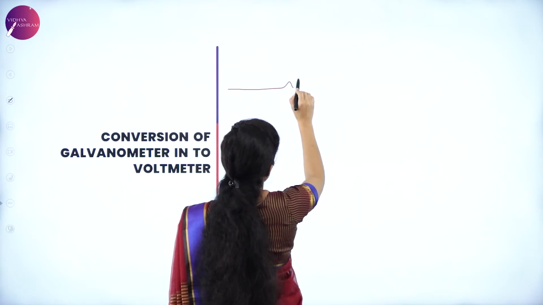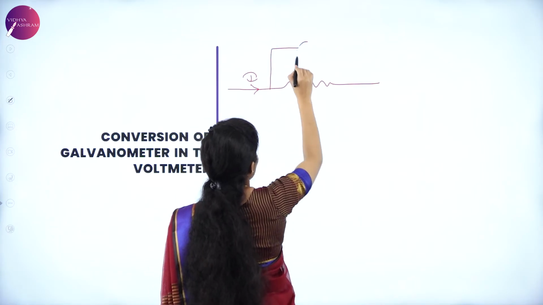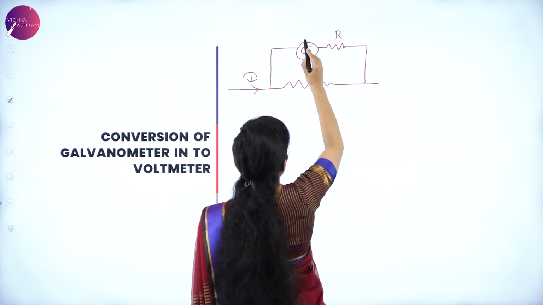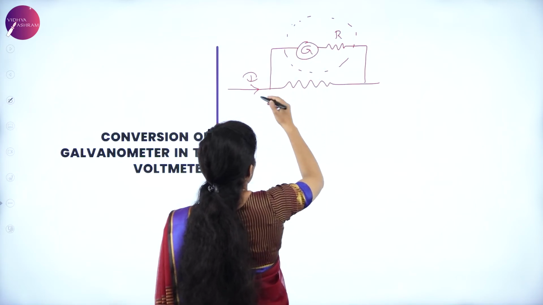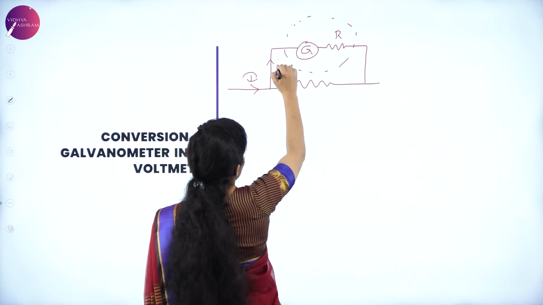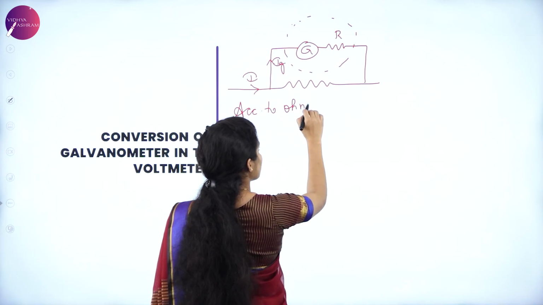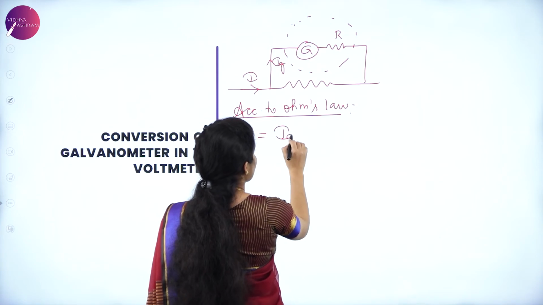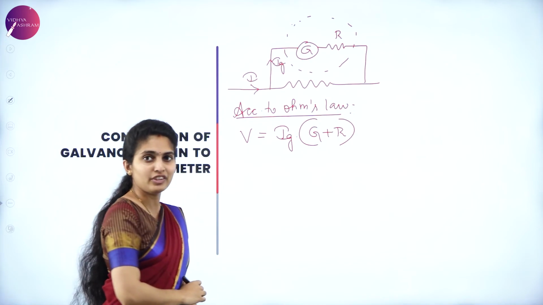So you have a circuit through which the current I is passing, and you have a galvanometer which is connected in series with the actual resistance R, and this is enclosed here. Actually, this is the main setup through which the current is flowing. So the current flowing here is said to be Ig. So now according to Ohm's law, we have V potential is equal to Ig into G plus R, because we have two resistances in connection with each other.